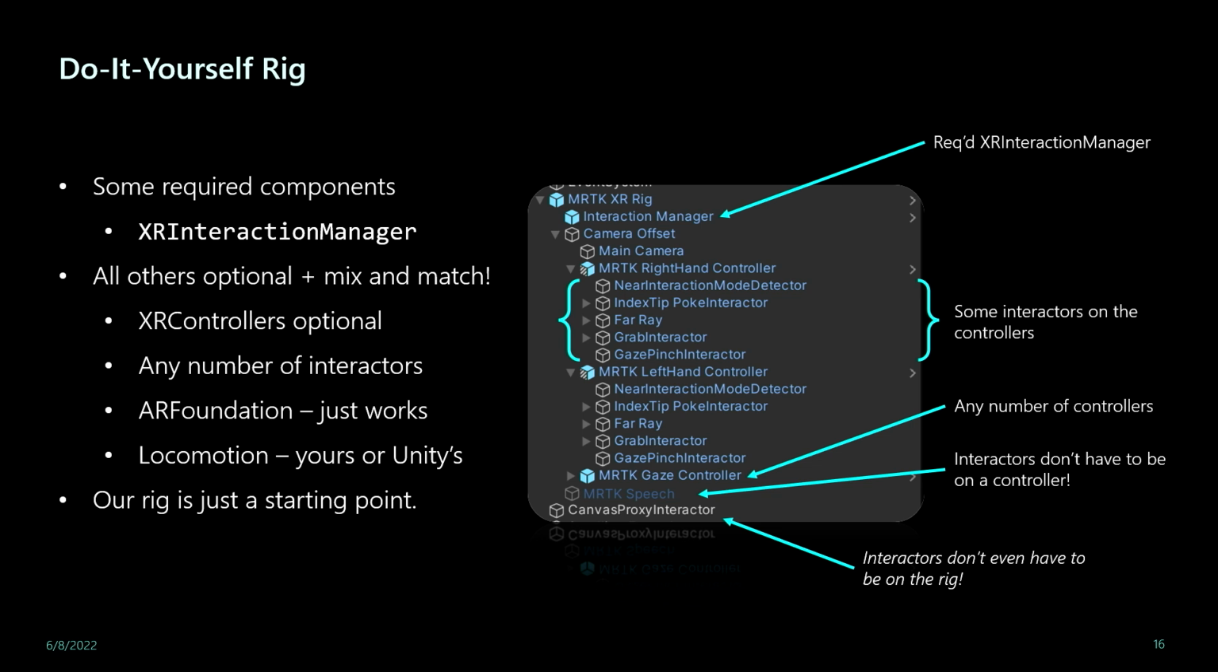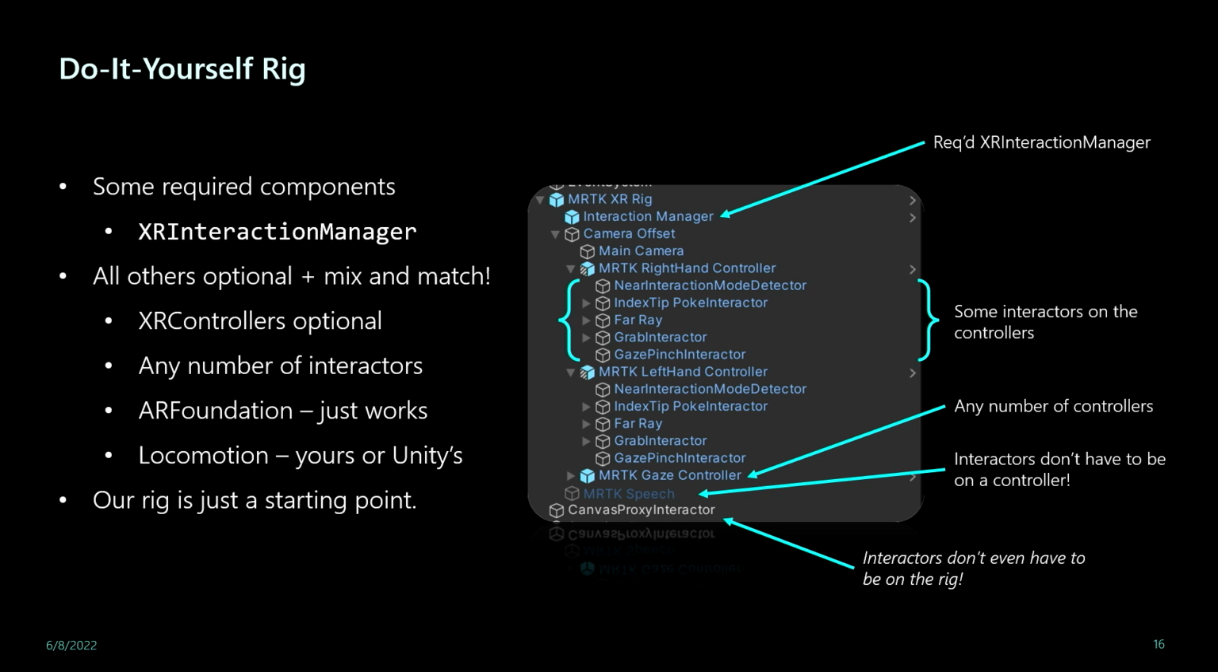And so you can see here, we have some interactors that are set up on the controllers, like I was talking about before. Some interactors are driven by controllers. So you have your right-hand controller here, and you have your poke interactor, and your ray, and your grab, and your gaze pinch, and all that. But some interactors don't have a controller, right? So like that MRTK speech interactor down at the bottom there, that's our speech interactor. That performs all the interactions when you say some keyword and it clicks on a button or whatnot. But that's not driven by a controller. And then some interactors aren't even on the rig. So that canvas proxy interactor, for instance, isn't even on the rig. It doesn't have to be. In fact, none of these interactors actually have to be part of the rig.